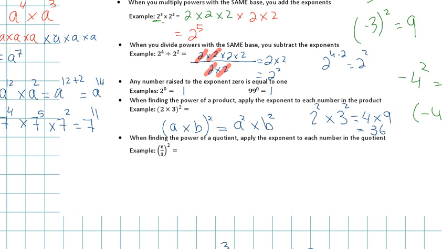Now, it's the same rule if I have division. If I have A divided by B, all to the power of 2, that's the same thing as doing A squared over B squared. So that squared is going to be distributed to both terms.